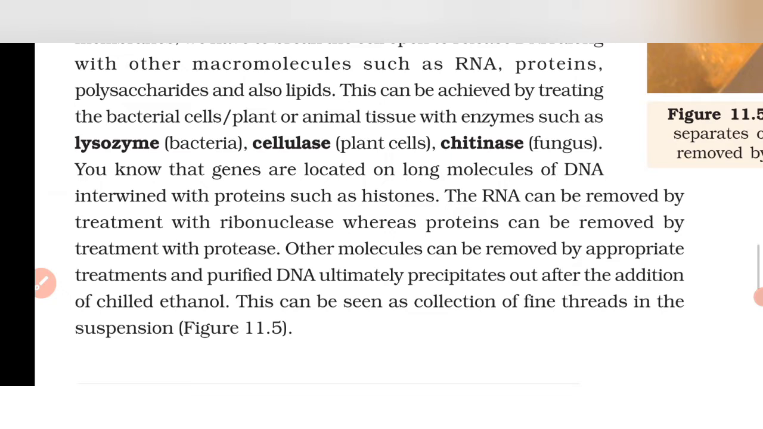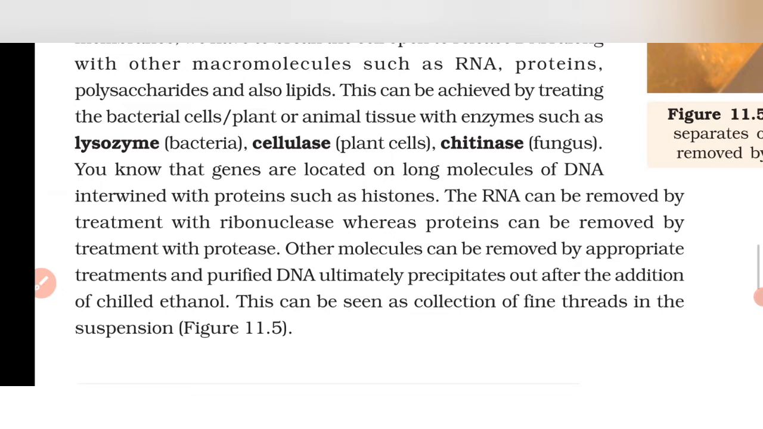This RNA can be removed by treatment with ribonucleases, also called RNases. They digest ribonucleic acid, that is RNA. Then proteins are removed by treating with proteases, which digest protein. And other molecules can be removed by appropriate treatment. And now we are left only with DNA.